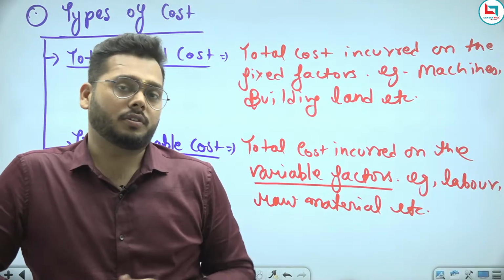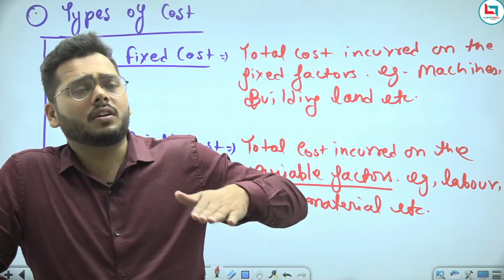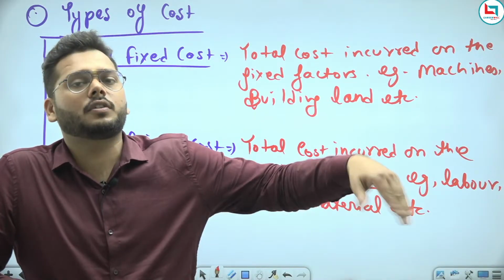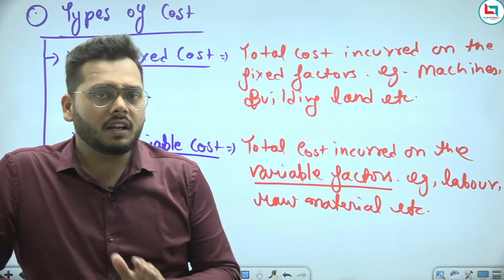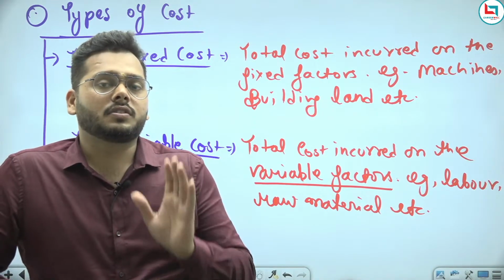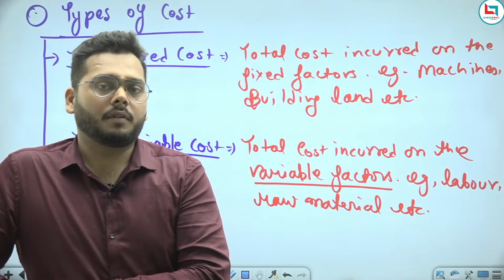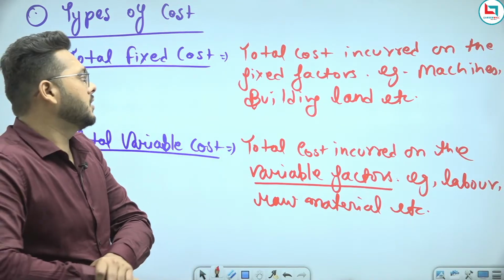Never, it is possible, right? So fixed cost means what? That will always be fixed. As the level of output changes, that cost will not change. So this cost actually means the fixed cost. Have you got my point? So this is what is called fixed cost.